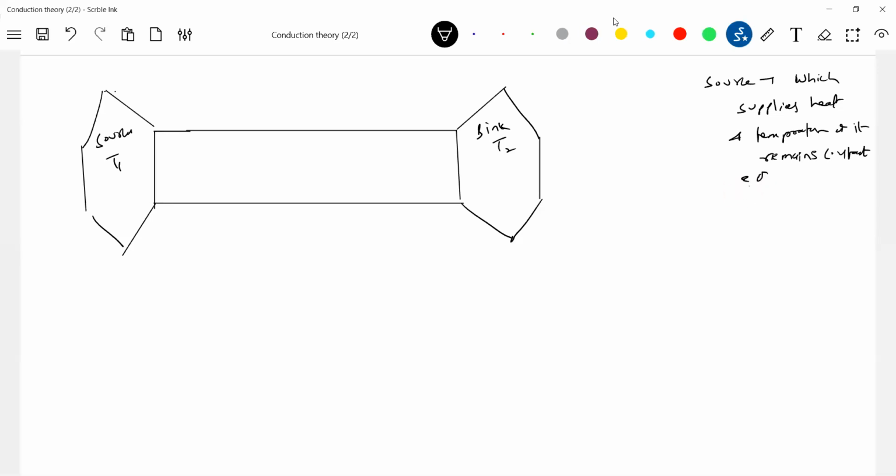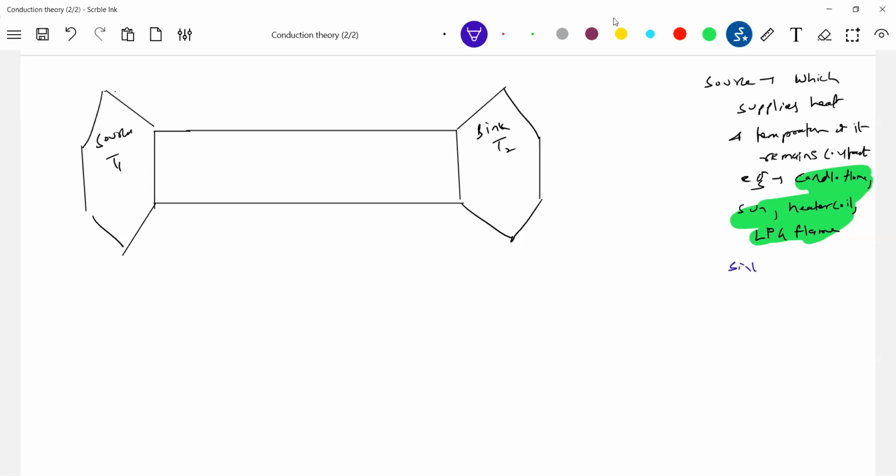Example of a source will be candle flame, sun, heater coil, LPG flame. All these are examples. Please do remember, a body and a source are totally different things.